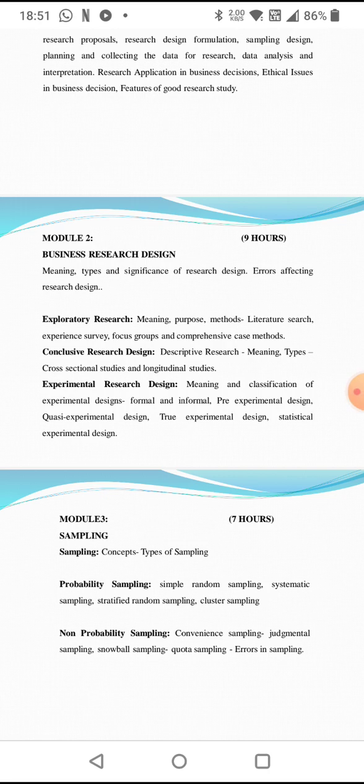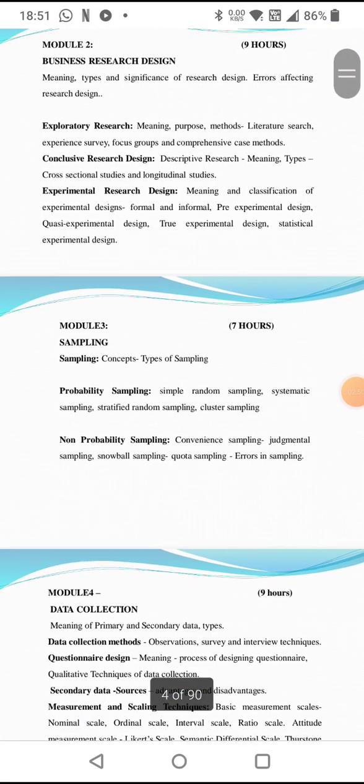Coming to experimental research design or causal research design, its meaning, the types, formal and informal, being pre-experimental design, quasi-experimental design, true experimental design, and statistical experimental design, because basically these are the different types in your causal or experimental design.